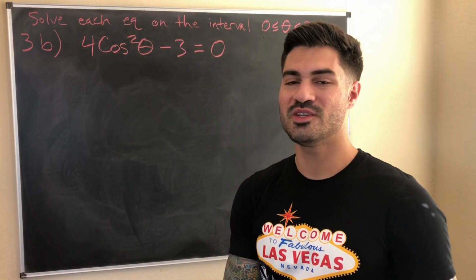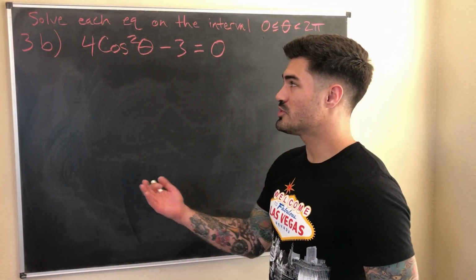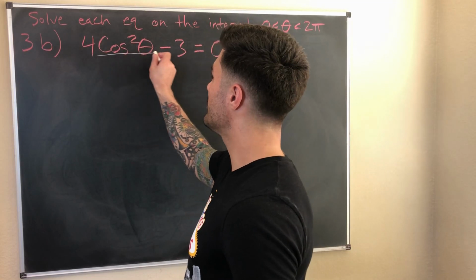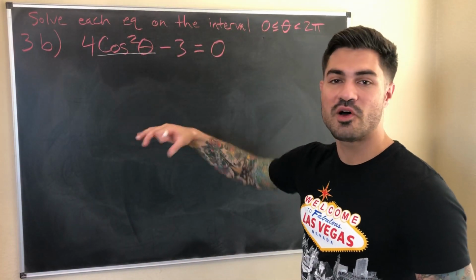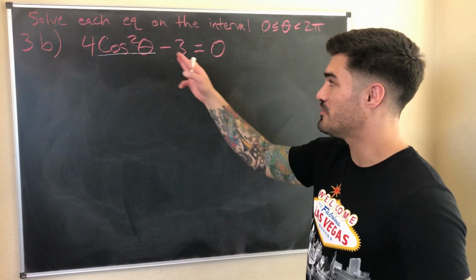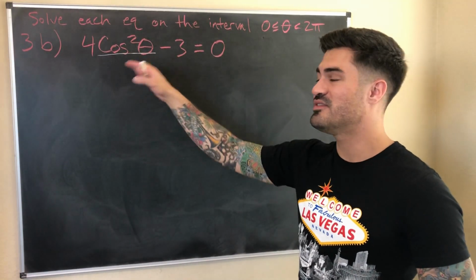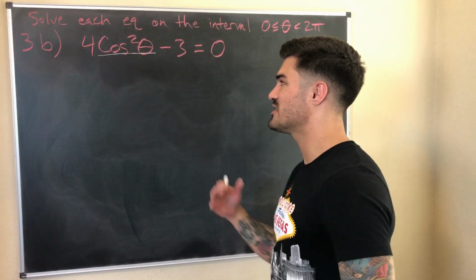So we're going to approach this problem the same way we did the last problem, which is what we're really trying to do is isolate the trig part of this equation. So we want to get that cosine piece by itself on one side of this equation. And we can do that by first adding 3 to both sides and then dividing both sides by 4. So that's exactly what we're going to do.